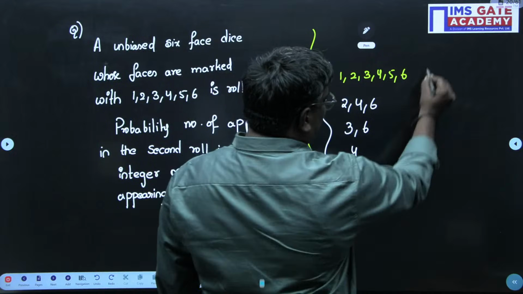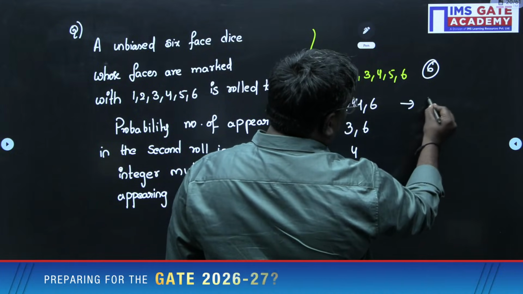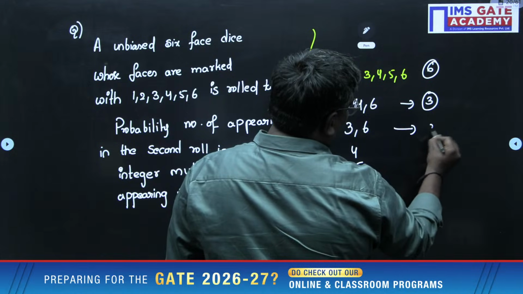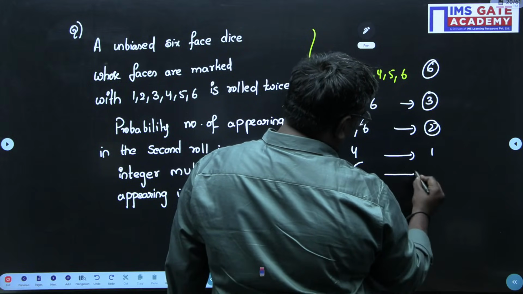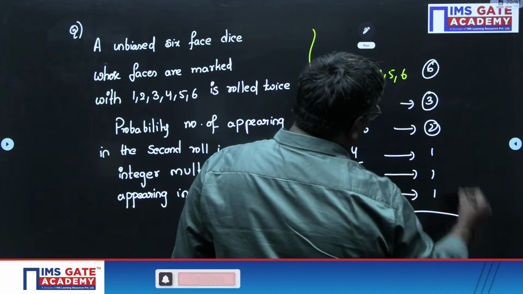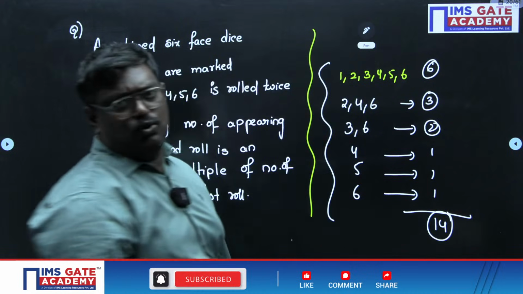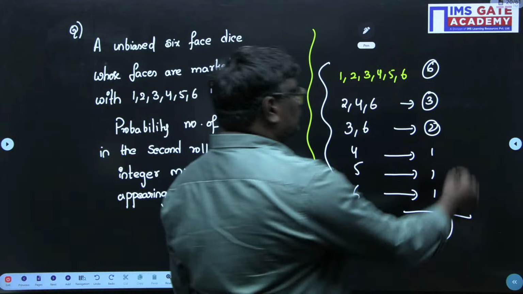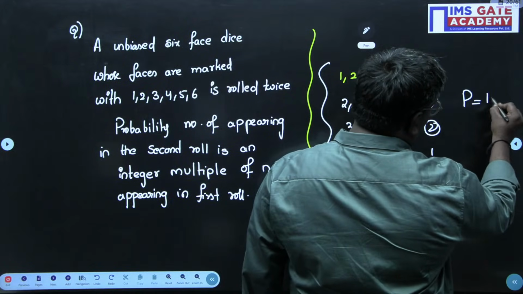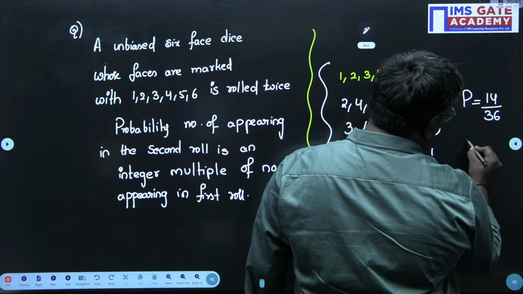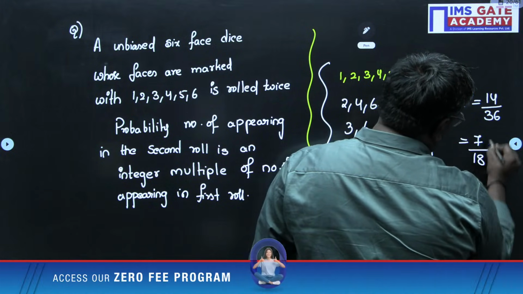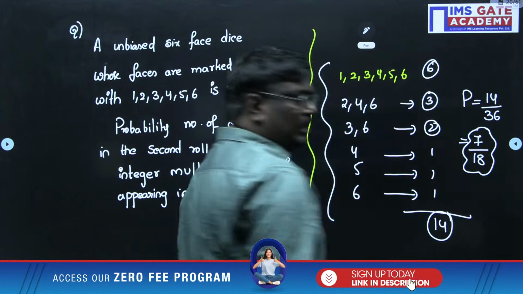We have 6 combinations, 3 combinations, 2 combinations, plus 1 combination, 1 and 1. If you combine all these: 6, 3, 9, 11, 14. But what will be the probability of 2 dice rolled? It will be 36 times. So the probability will be taken as 14 upon 36. This value will be taken as 7 upon 18. I hope you are clear.